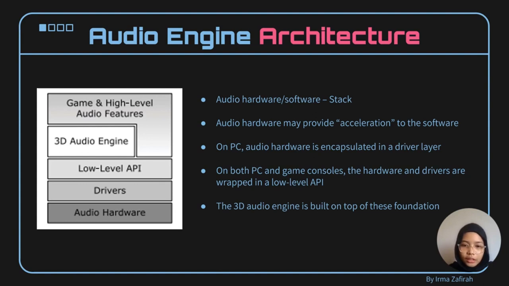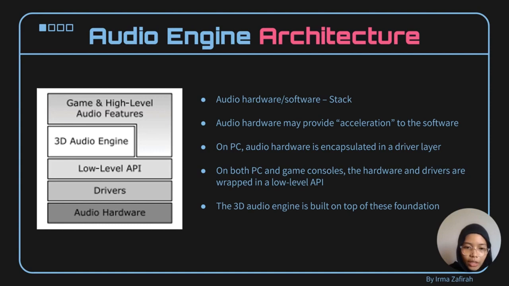We're moving on to audio engine architecture. This architecture is called audio hardware software, or also known as STEP. Audio hardware at the bottom, also known as the sound card, provides acceleration to the software. The software is drivers and low-level API. On PC, audio hardware is encapsulated in driver layers. And for PC and game consoles, the hardware and the drivers are wrapped in a low-level API.